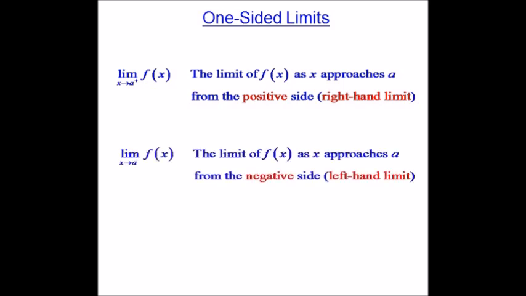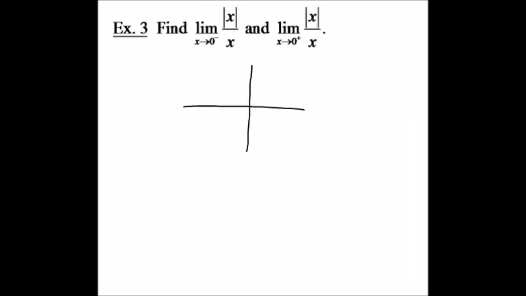When the number has a negative sign as its superscript, this is the limit as x approaches a from the negative side. Start to the left of x equals a, and then move along the graph towards a. Let's practice finding some one-sided limits.